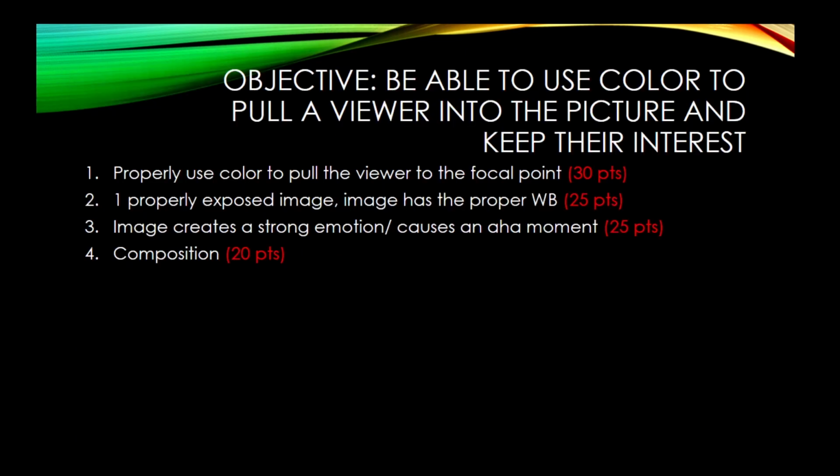Okay, here's your assignment really quick. So you need to take one picture that uses color properly. In other words, one picture where color is pulling us to the focal point or using one of those 3 reasons of using color. We have the proper exposure and white balance. The image creates a strong emotion or that aha moment. And then your composition. This is going to be due Monday.